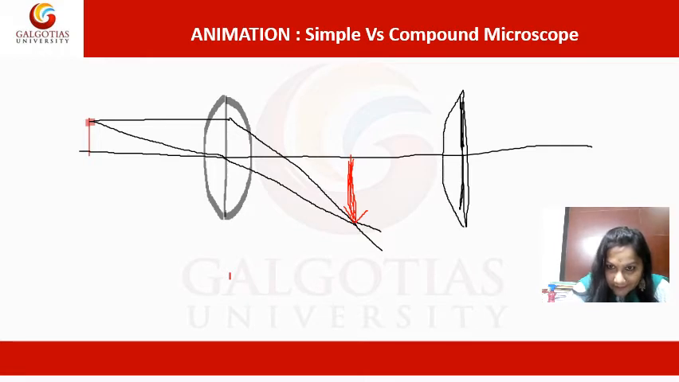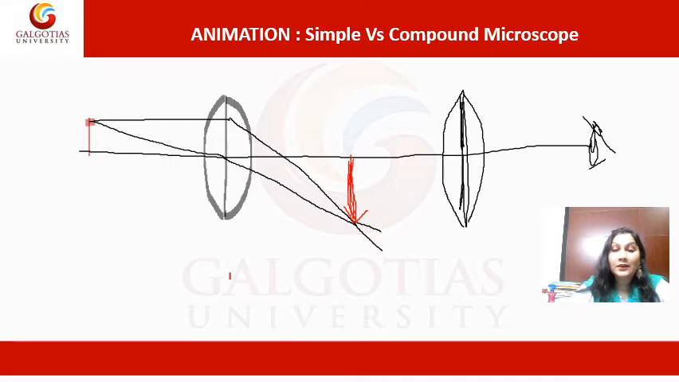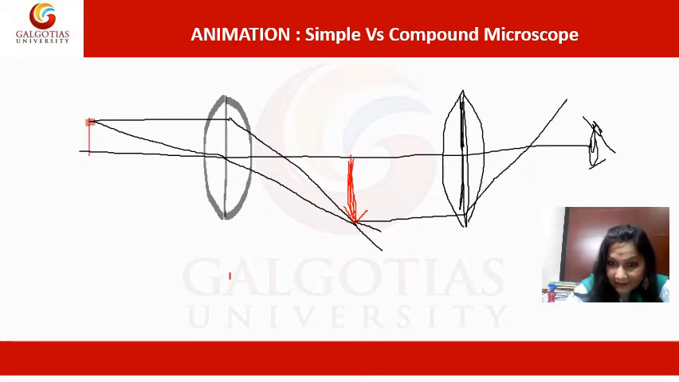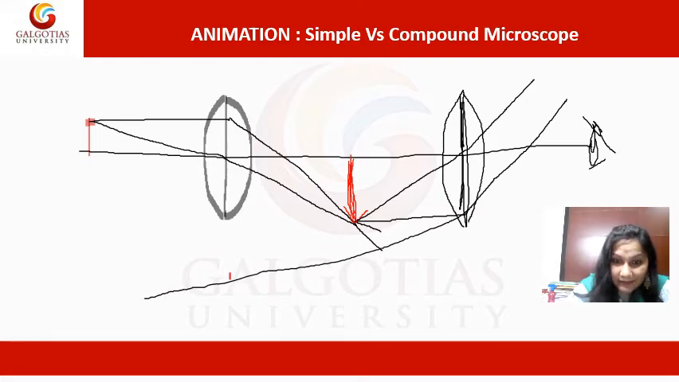This is one more lens, and you are actually watching the image from this side. This is the eye of the observer, right? What will happen now? This image will play the role of object for this lens, and what will happen actually? One ray will pass through the focal length of this second lens, and one will pass through the optical axis of the second lens, and you will get a much larger image formed by the second lens over here.